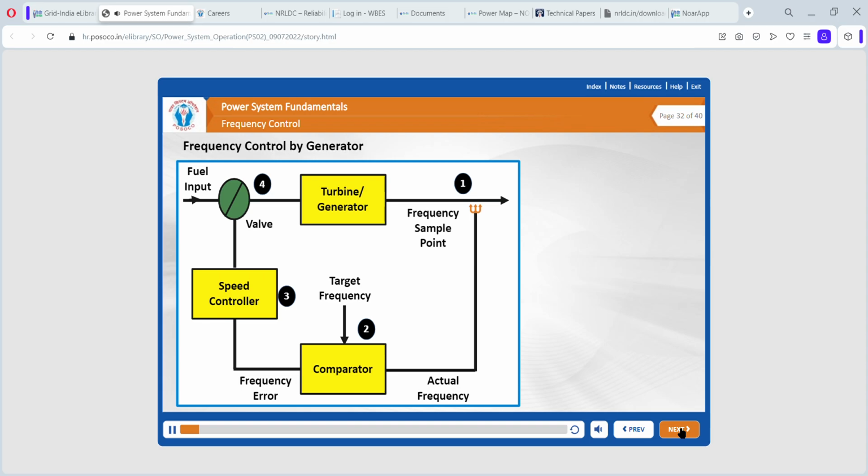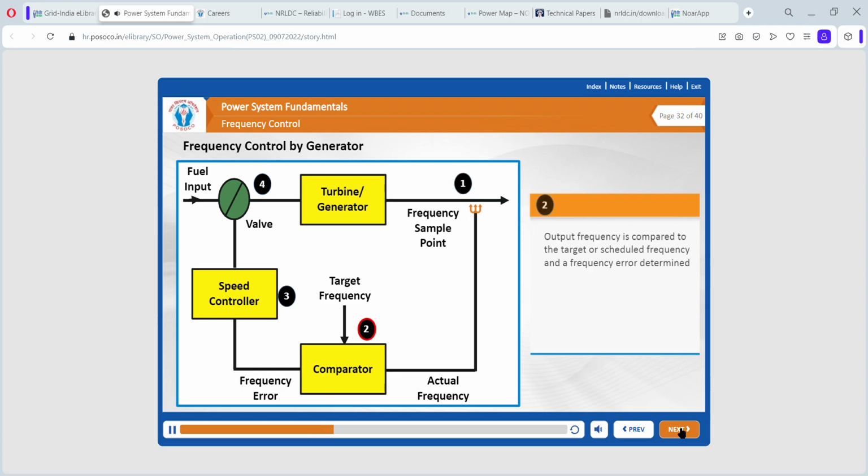Now, we shall see how the frequency is controlled by the generators for maintaining balance. This figure shows the frequency control at 4 points. At the frequency sample point, the output frequency of the generator is monitored. At the comparator, the output frequency is compared to the target and a frequency error is determined.